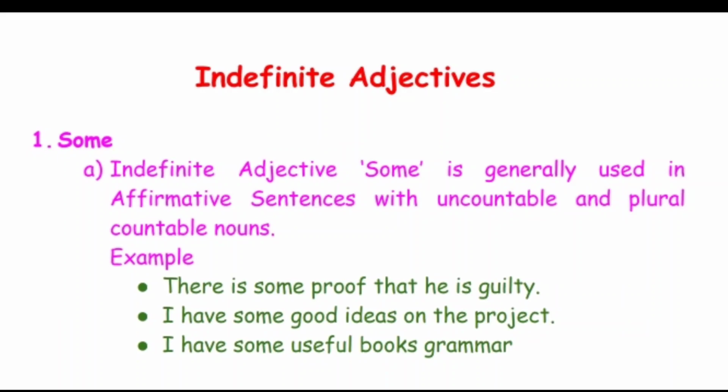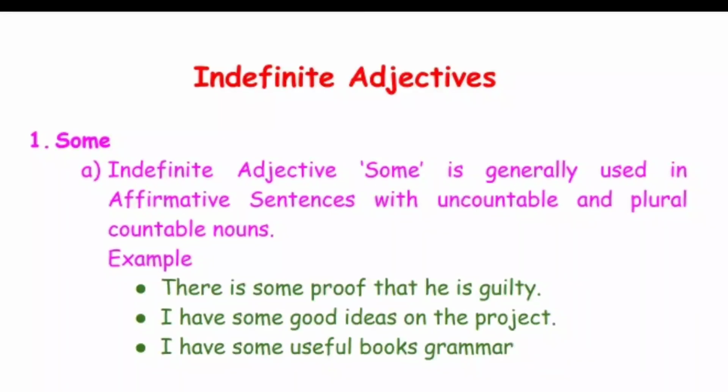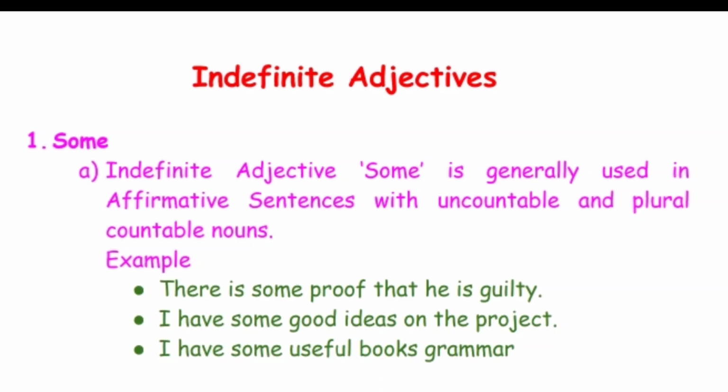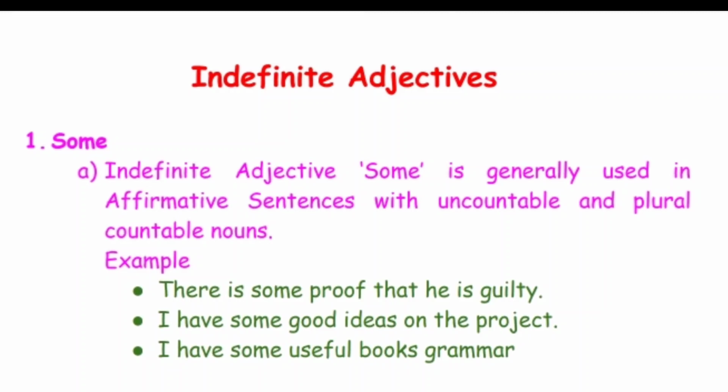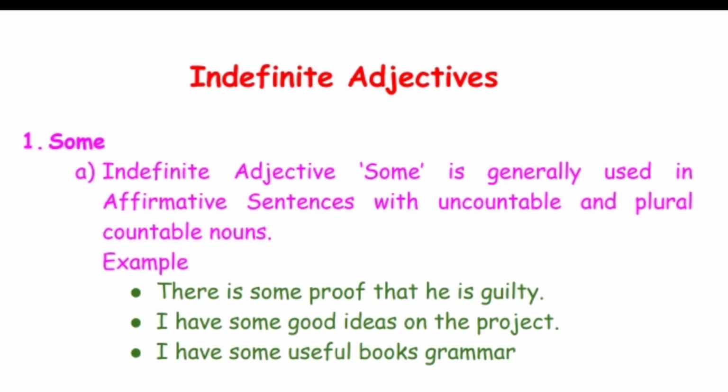Some is an indefinite adjective. This is generally used in affirmative sentences with uncountable and plural countable nouns, meaning nouns that are either uncountable, or if they are countable, then plurals. For example, there is some proof that he is guilty. Some proof. I have some good ideas. And I have some useful books in grammar. So in this way you can find out the use of some.